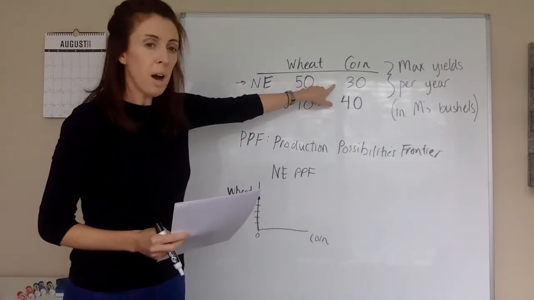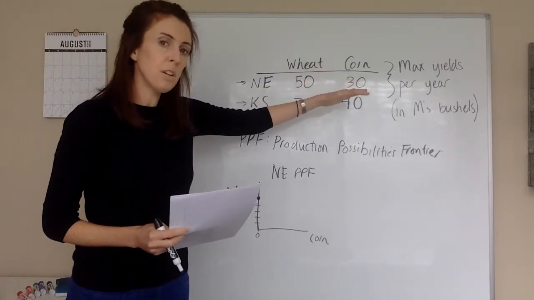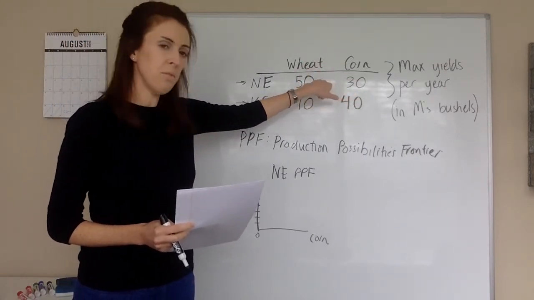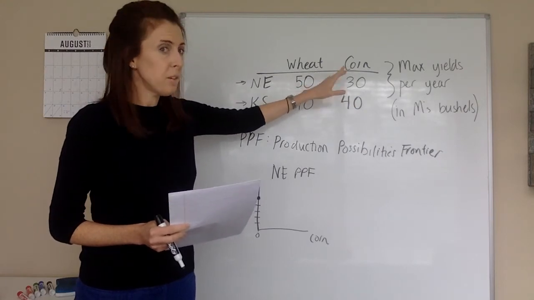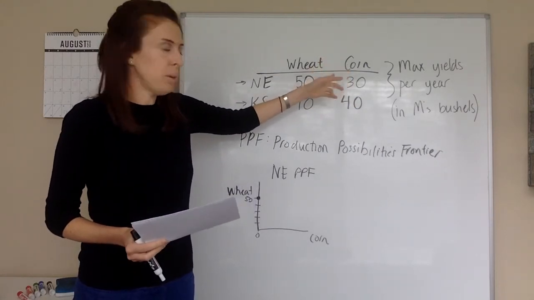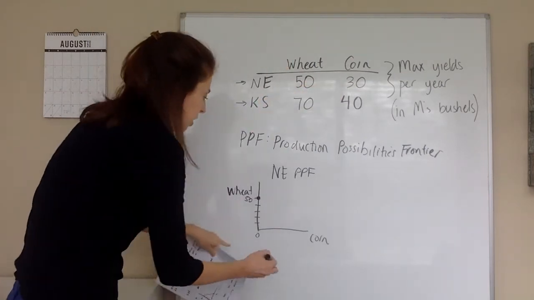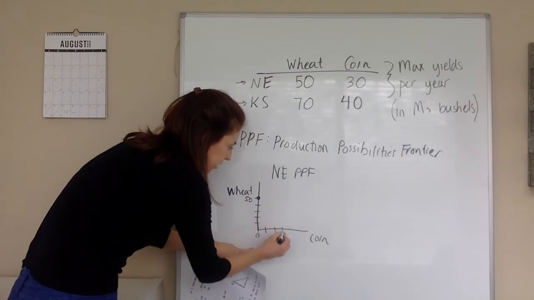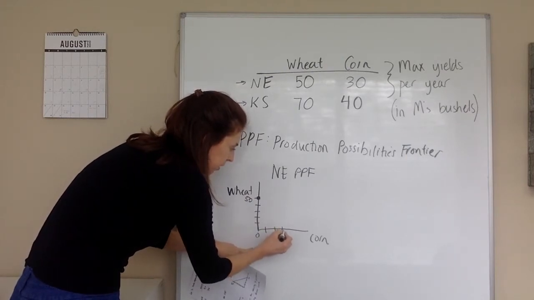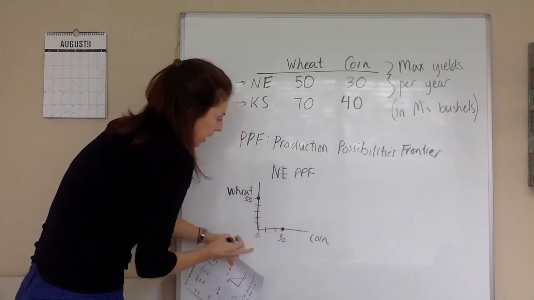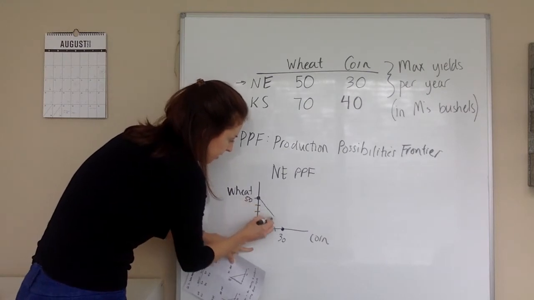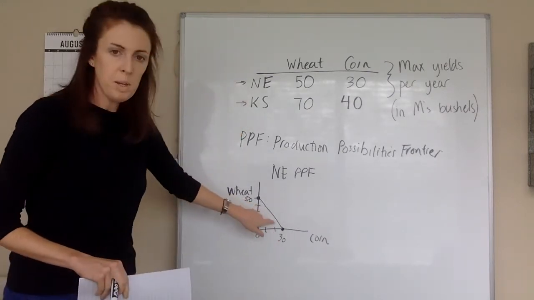We also know that it's possible for Nebraska to use all of their land to make corn, and if they did so, they get 30 units of corn. But then if they're using all their land, they don't have any land left for wheat. So in that case, they'd have 30 units of corn and 0 units of wheat. So we can go over here to 30, and there's going to be another coordinate there. And then if we simply connect the dots, then this is going to be the PPF.